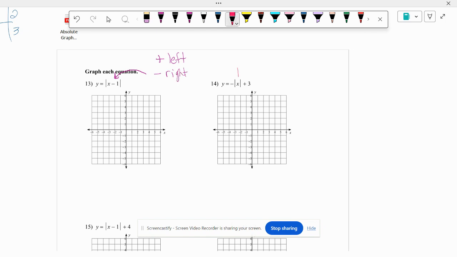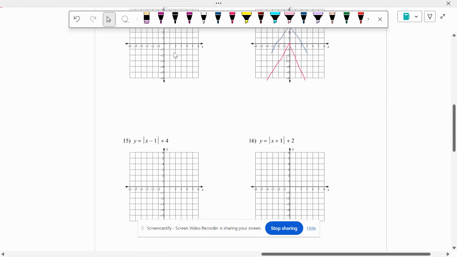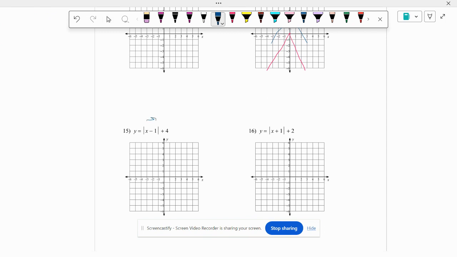If you look at this example, we are not doing anything inside the function, but this plus on the outside means that I'm going to move up 3. So my vertex is moved up 3, and this is reflected. So I reflect it, and then I move it up 3. So I drag the vertex, and I go up 1, 2, 3. So it's just this. Okay. When you look at this next one, this is right 1 unit and up 4. This is left 1 unit and up 2.